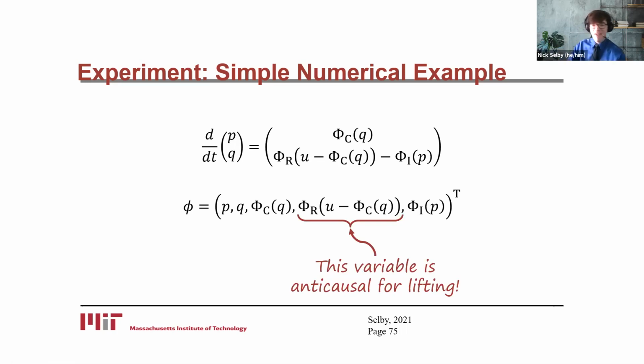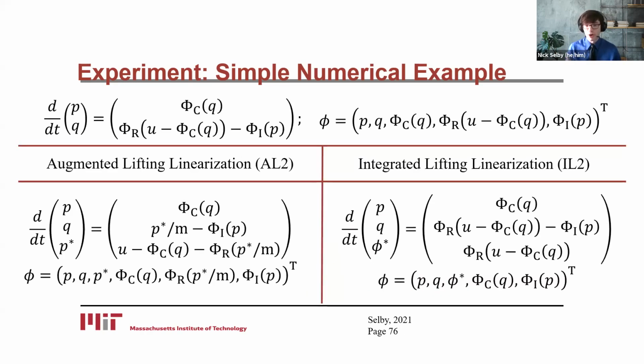And even if you had never met me before today, by now you know that there is nothing I despise more in the world than an auxiliary variable that is anti-causal for lifting. So I'm going to apply my new algorithms to clean the system from anti-causal lifting variables. The augmented lifting linearization algorithm here on the left recognizes that the resistive element is connected via a loop junction, and therefore augments the system using a small linear inertia with state P star.